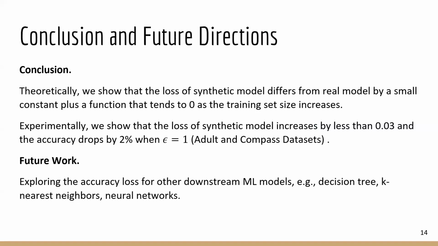Okay, so in conclusion, we show that theoretically, the loss of the synthetic model differs from the real model by a small constant plus a function that tends to 0 as the training set size increases. Experimentally, we show that the loss of the synthetic model increased by less than 0.03 and the accuracy dropped by less than 2% when we choose the privacy budget epsilon equal to 1 for both the adult and compact data sets. For future work, we consider exploring the accuracy loss for other downstream machine learning models, such as decision trees, K-nearest neighbors, and neural networks.